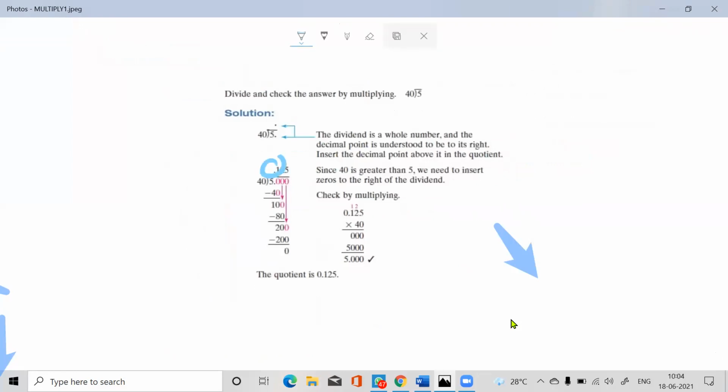Okay, first we put the decimal here. We put the decimal because it is smaller. So we put the decimal, then we take 0 as a carry, then it will become 50. In this way, we put the decimal. Okay. Is it clear?